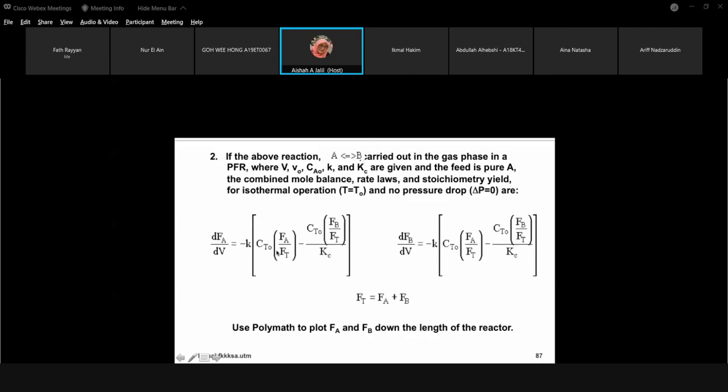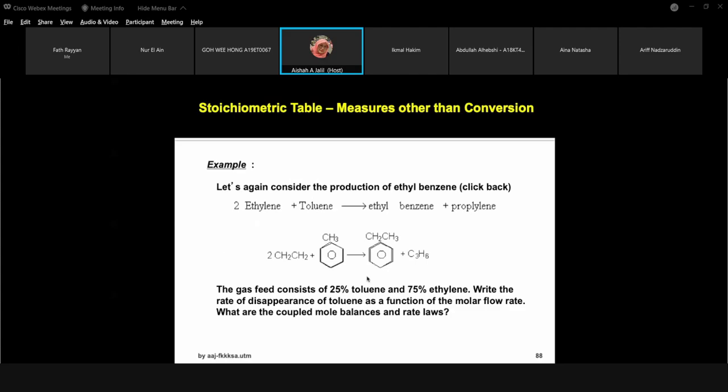This is for CA, and this is for CB, and you can also get dFB over dV equals rB. Then when you use Polymath to plot FA and FB, you can get what you want. This is just to show you how to get the mole balance equations that do not use X. You just use the molar flow rates, something like that. This is measures other than conversion.